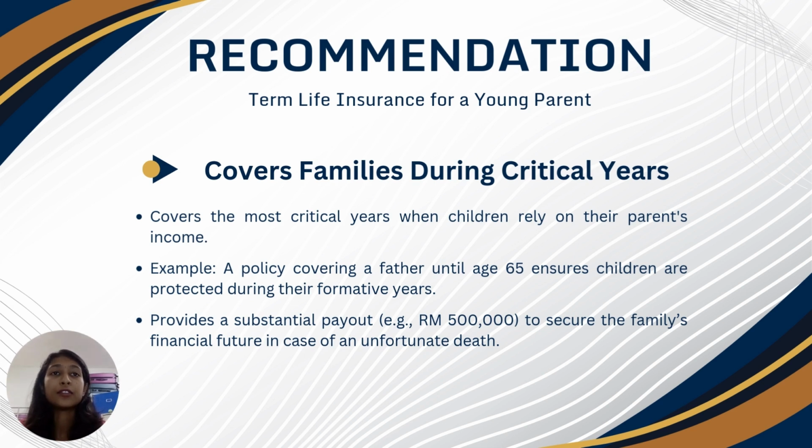Second, term life insurance covers families during critical years. It covers the most critical years when children rely on their parents' income. For example, a policy covering a father until age 65 ensures children are protected during their formative years. It also provides a substantial payout, 500,000, to ensure the family's financial future in case of any unfortunate death.